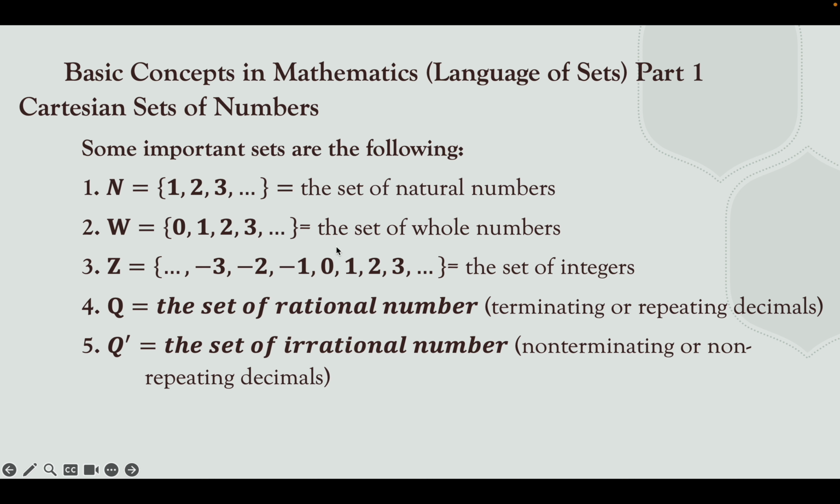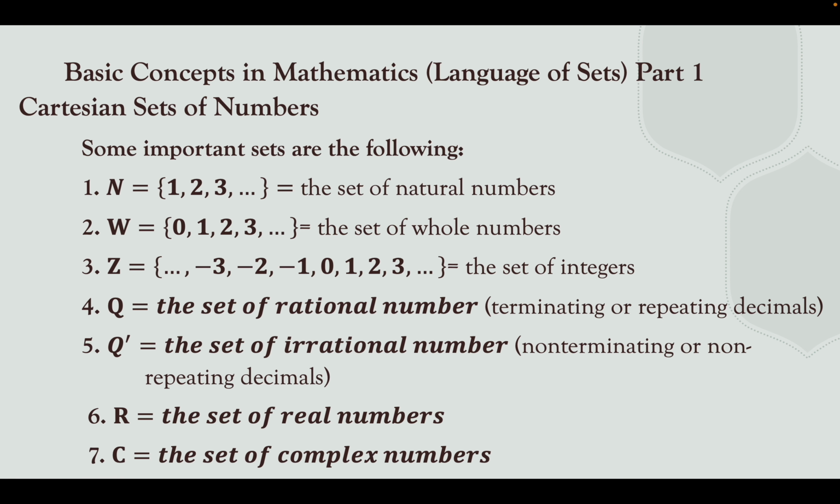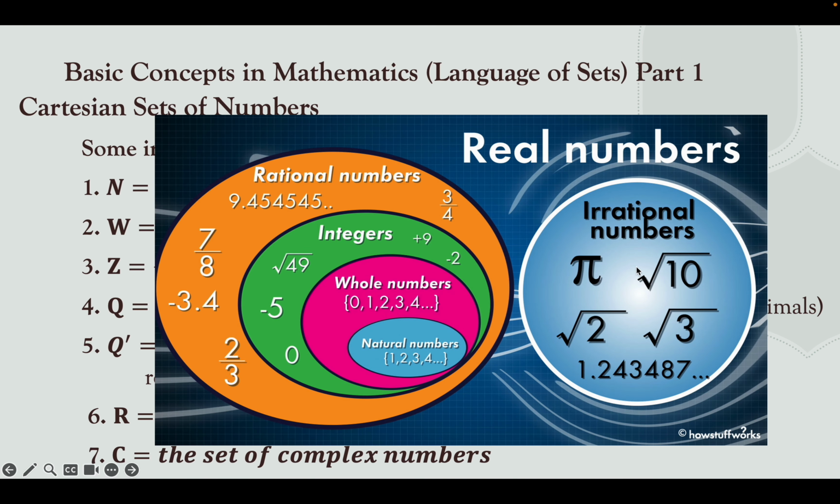Rational numbers, the whole numbers and integers are under rational numbers, and rational numbers and irrational numbers are under the set of real numbers. And we also have C for the set of complex numbers. So we have here a simple illustration of real numbers. When you say real numbers, it indicates rational numbers and irrational numbers.